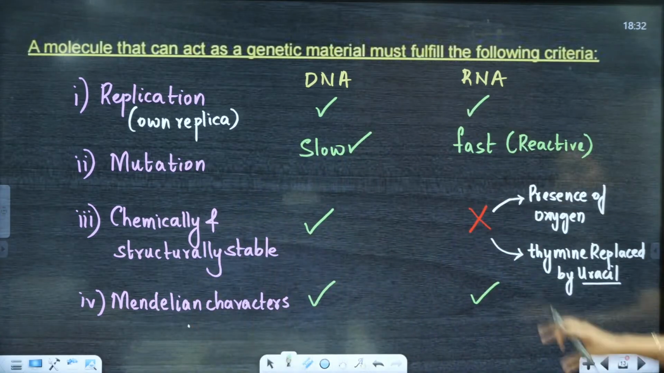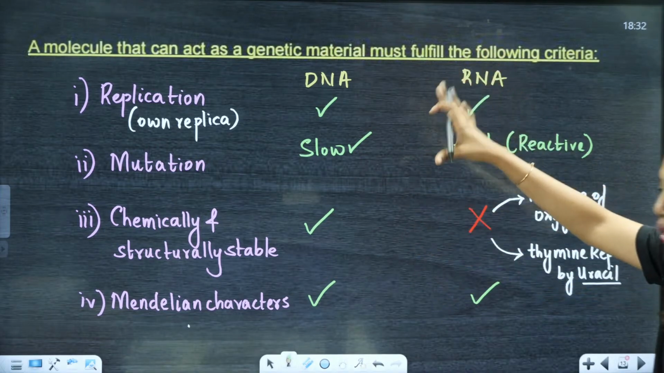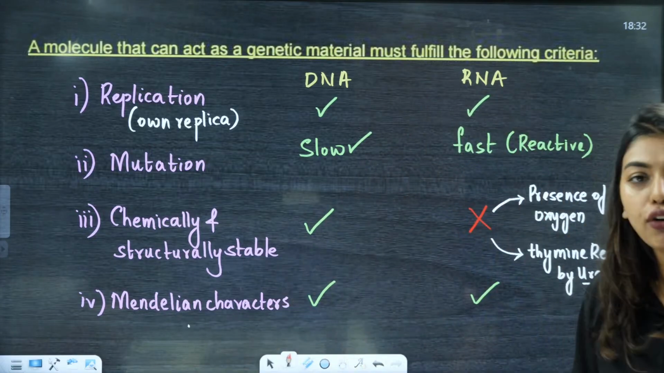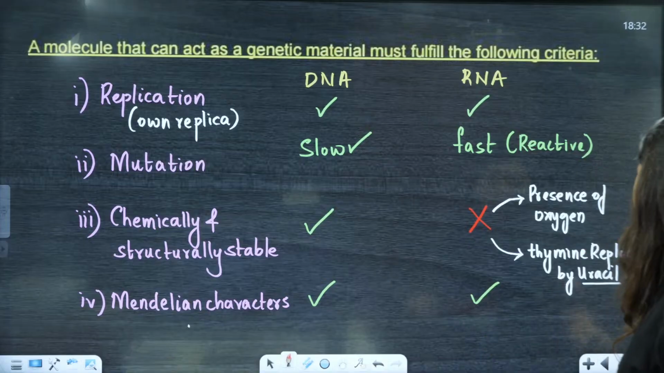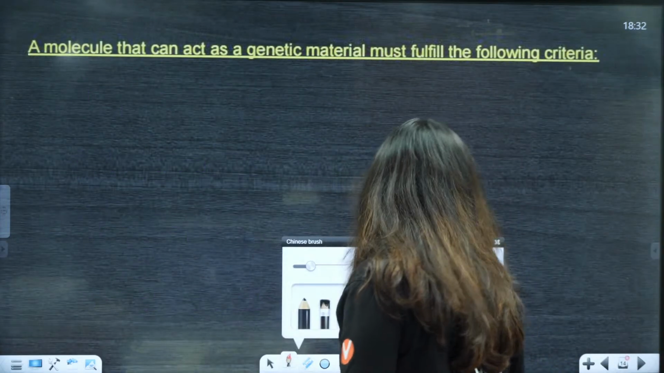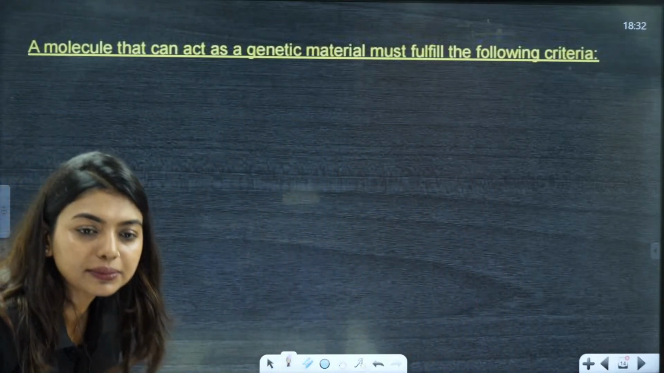So if you look here, RNA is 2 points down, DNA is 4 points up. So obviously who is going to be the genetic material? DNA is going to be the genetic material for the majority of organisms. Then you will be like, ma'am, what about RNA? Doesn't RNA have a life or what? Students, RNA has a life, okay? See, we are not going to ignore anyone, okay?